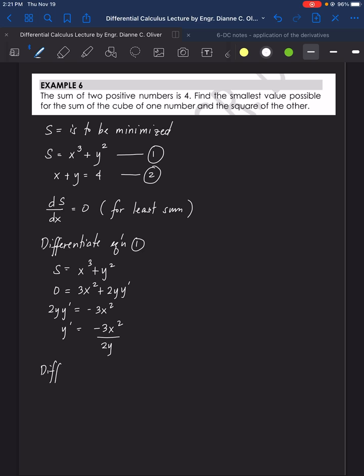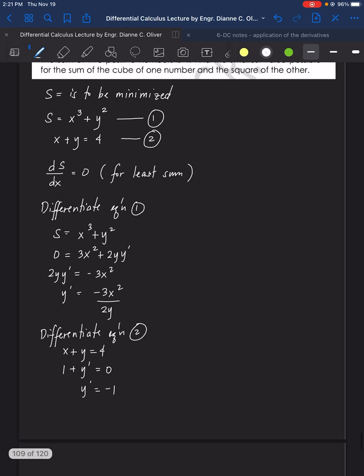Next, differentiate equation 2. Our equation 2 is x plus y is equal to 4. The derivative of x is 1, dx over dx. And this one is y prime equals 0. Y prime is equal to negative 1.